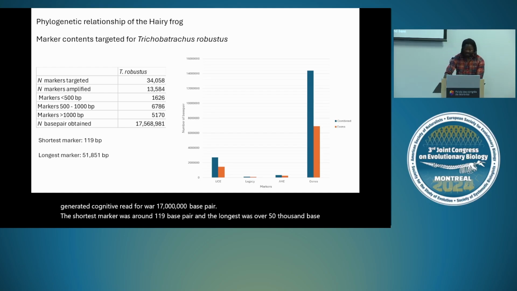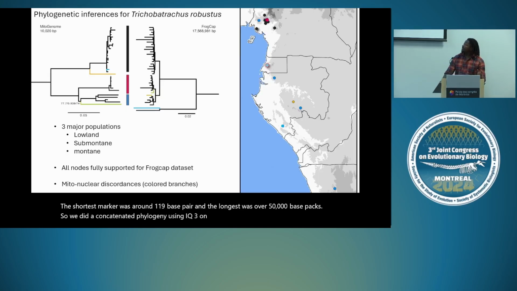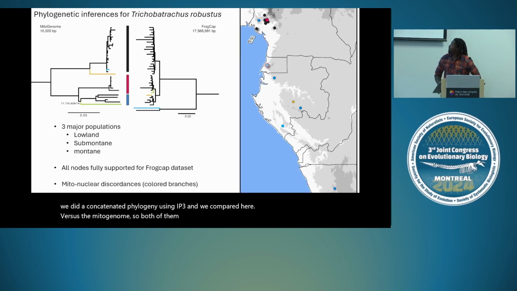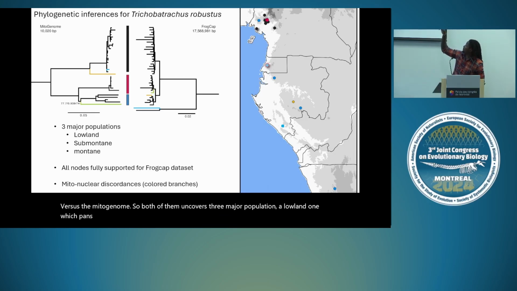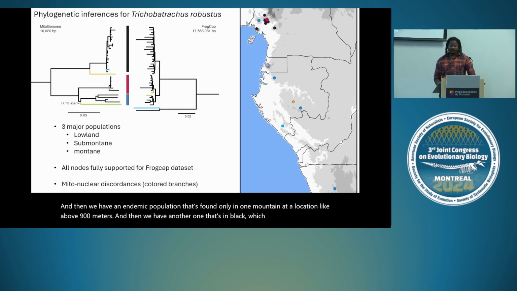So we did a concatenated phylogeny using IQ-TREE on these, and we compared it here versus the mitogenome. Both of them uncover three major populations: a lowland one, which is the blue one here, spanning from Cameroon all the way to northern Angola, which is incredible. And then we have an endemic population that's found only on one mountain at an elevation above 900 meters. And then we have another one in black, which is endemic to the southern part of the Cameroon volcanic line.